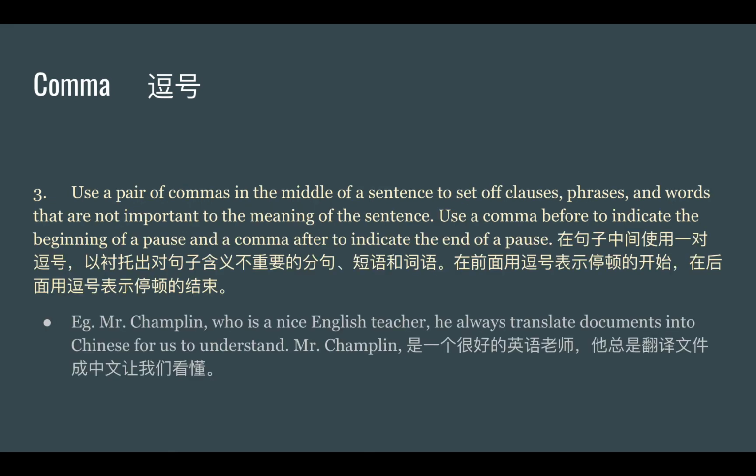The third way to use a comma is to use a pair of commas in the middle of a sentence to set off clauses, phrases, and words that are not important to the meaning of the sentence. Use a comma before to indicate the beginning of the pause, and a comma after to indicate the end of the pause. For example, "Mr. Champlin, who is a nice English teacher, always translates documents into Chinese for us to understand."